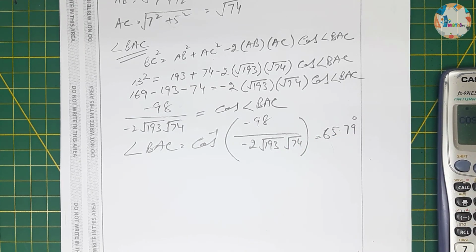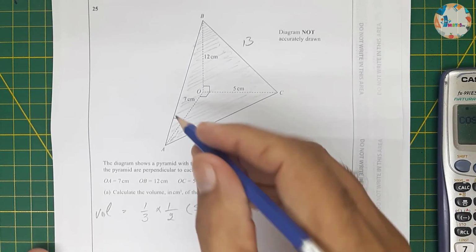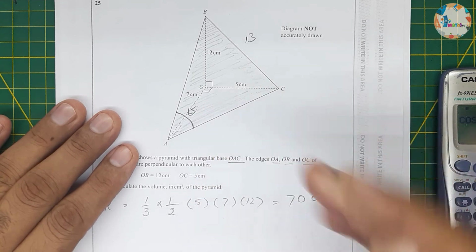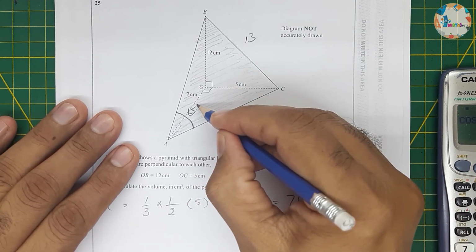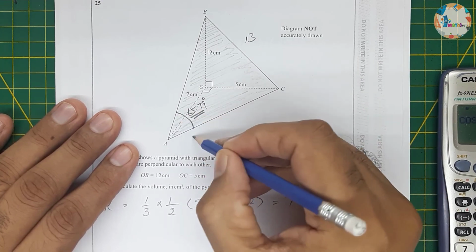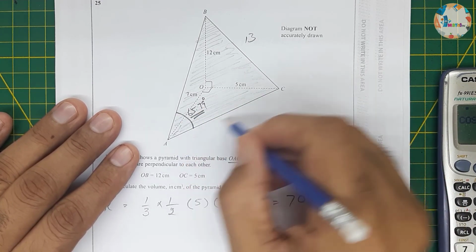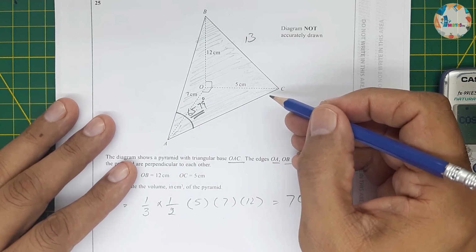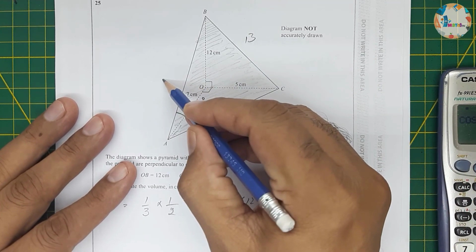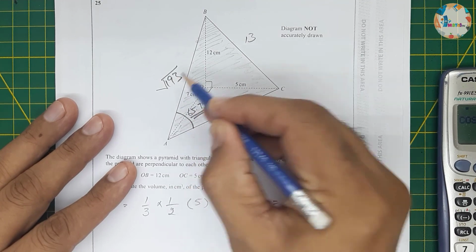Now we got this angle, which is this one. This angle we got 65.79 degrees. So after calculating this angle, now we have this side which we calculated as root of 74. We have this side which we have calculated as root of 193.